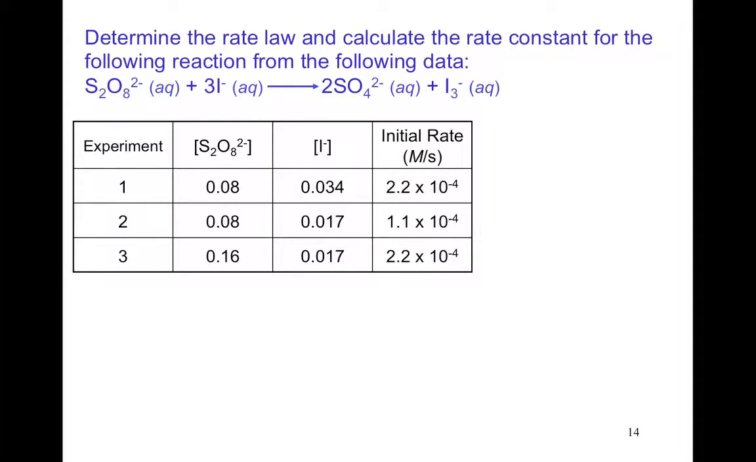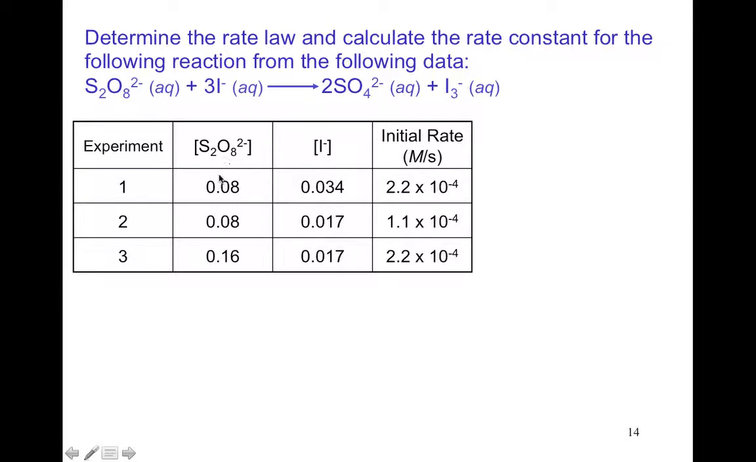So here's an example of determining the rate law and calculating a rate constant. So we've got to figure out a rate constant, which is K, from our following reaction. So we've got S2O8, we got 3 iodines, we're making sulfate, we're making iodine. And so here's what we're looking at. Experimental trials. We've got S2O8, iodine, and rate.